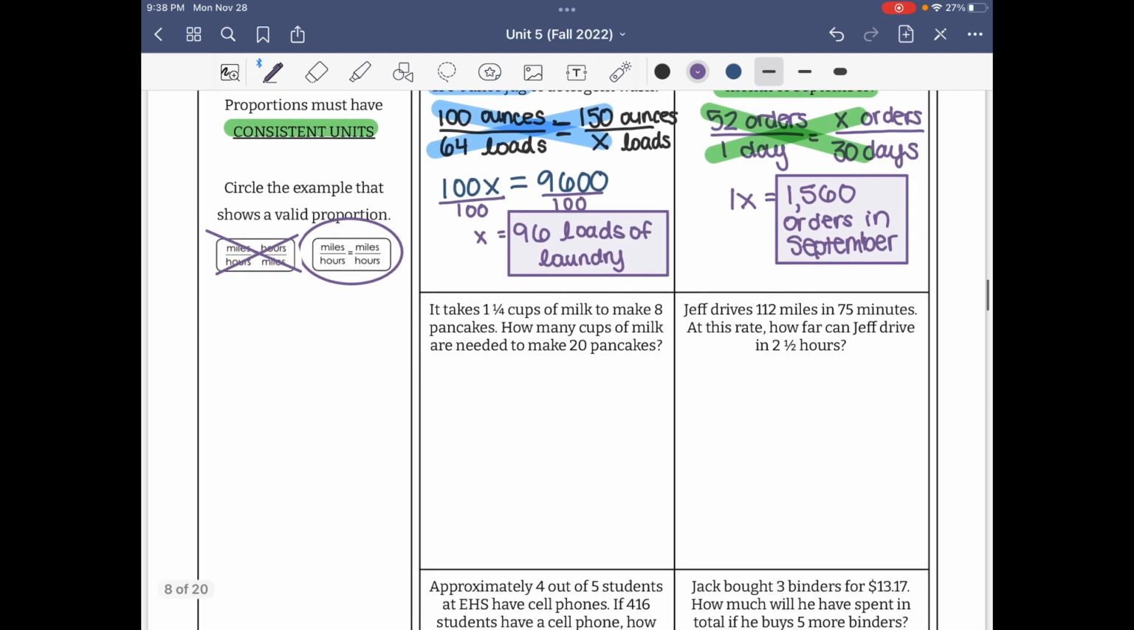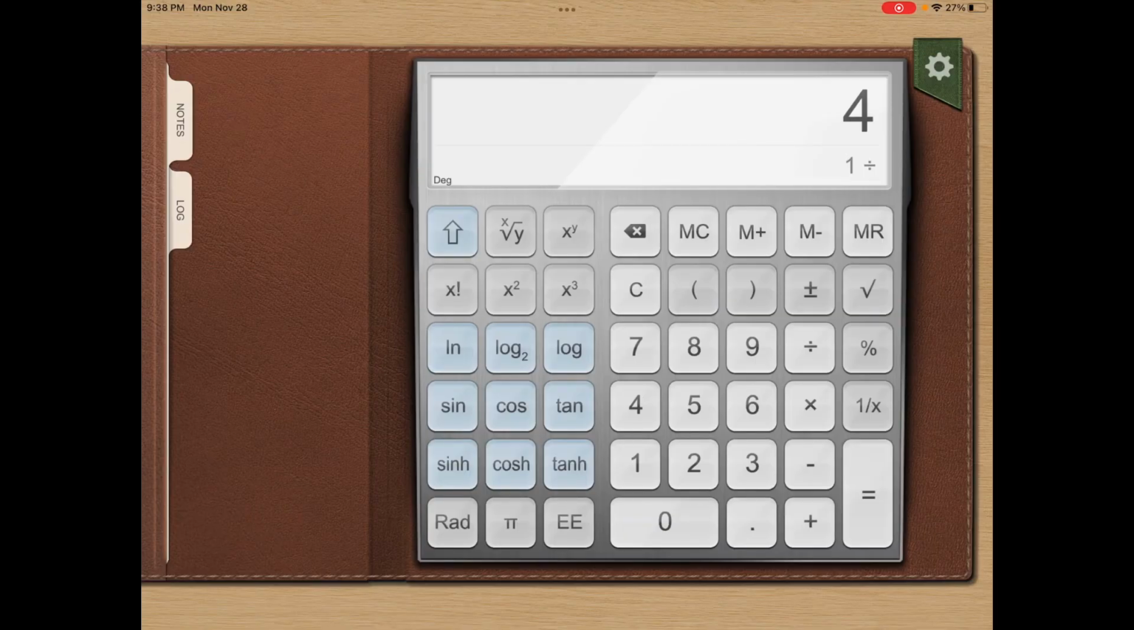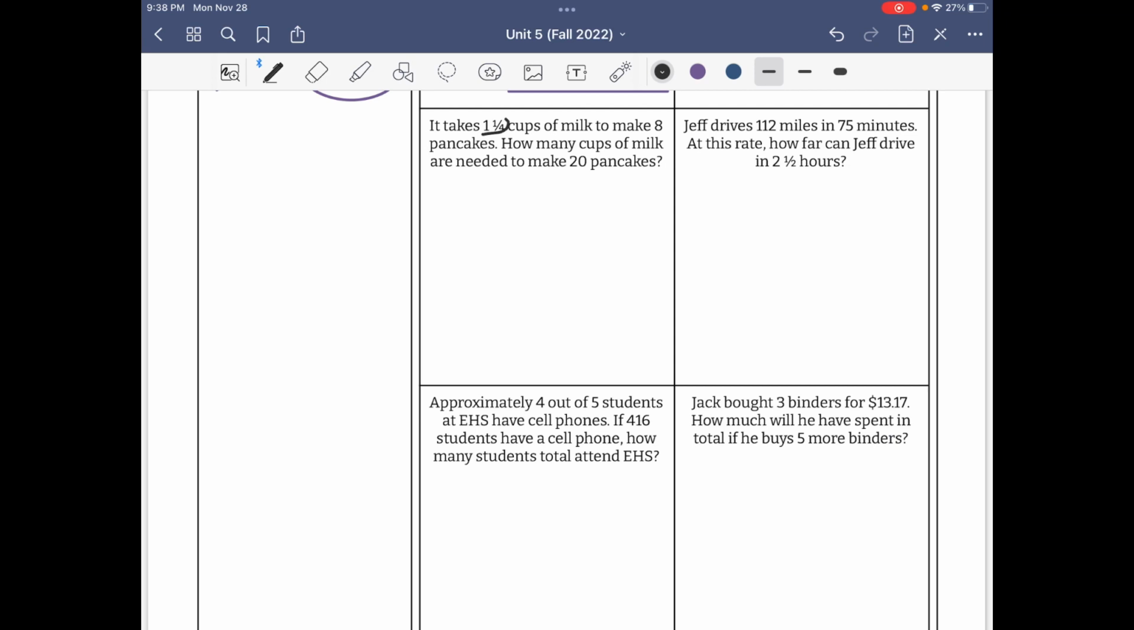Okay, we're going to keep trying them, and I'm going to keep setting them up the exact same way, guys. The only thing that's slightly going to change about this next one is it takes 1 1/4 cups of milk to make 8 pancakes. 1 divided by 4, which is 0.25. What we're going to do is go ahead and circle this and write that 1 1/4 is just simply 1.25 cups of milk. Okay, and that makes 8 pancakes.